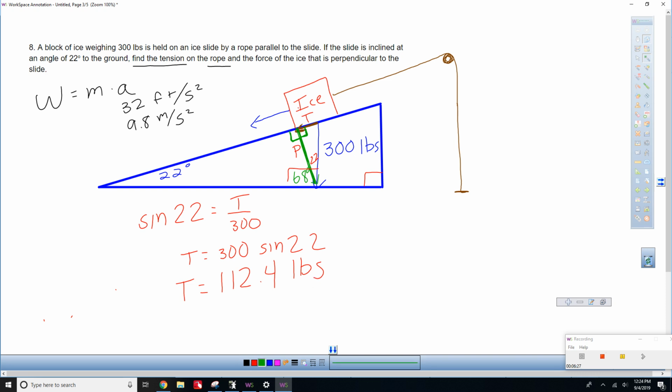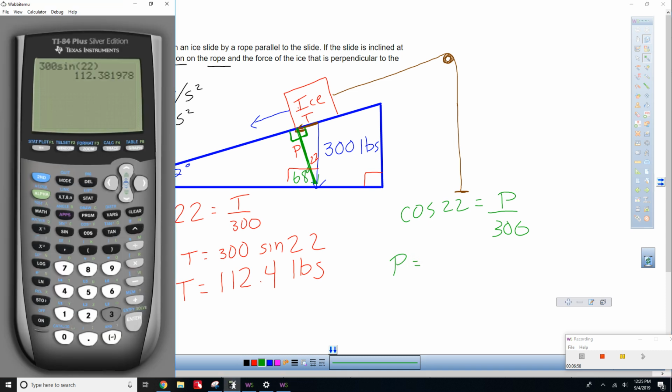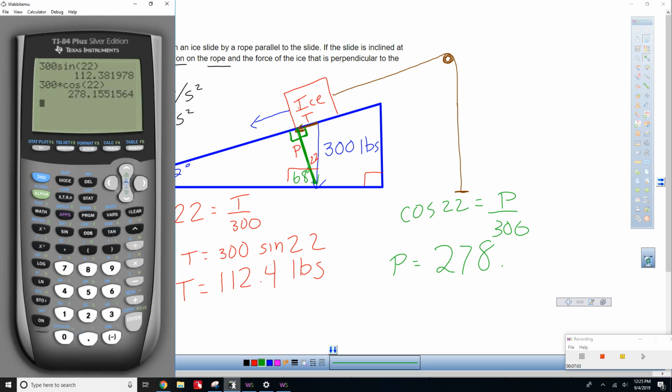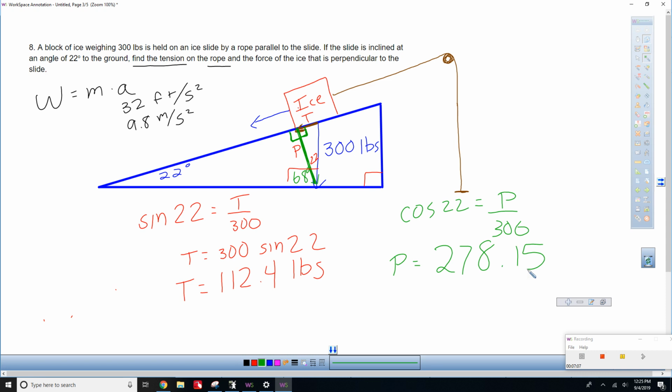So, Tara, once again, according to the 22, is the green side adjacent, opposite, or hypotenuse? It's adjacent. The blue side is still hypotenuse, so that's going to be cosine of 22. We've got that called P for the perpendicular over 300. So P is equal to 300 times the cosine of 22. Make sure your calculator's in degrees, and you better be good at switching back and forth because it comes and goes. And you get 278.15. Okay?